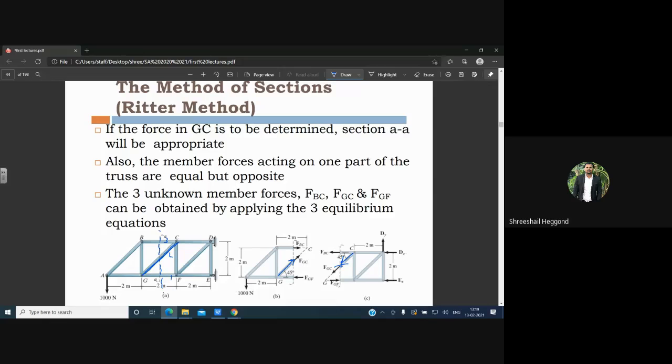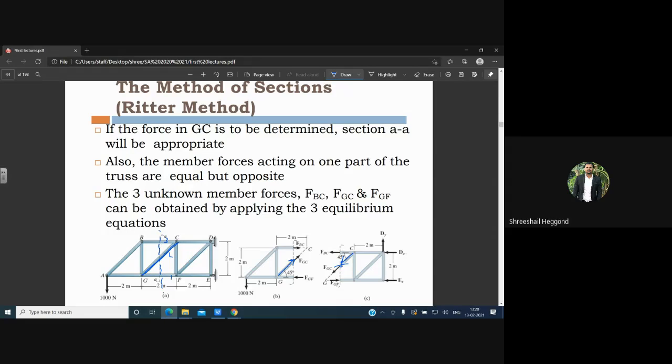And next, the 3 unknown member forces, that is FBC, FGC, and FGF, can be obtained by applying the 3 equilibrium conditions: summation of Fx, summation of Fy, and summation of moment. Applying these 3 conditions, you can find out these 3 unknowns. But how to calculate that, we'll deal step by step, as we calculated in the joint method.